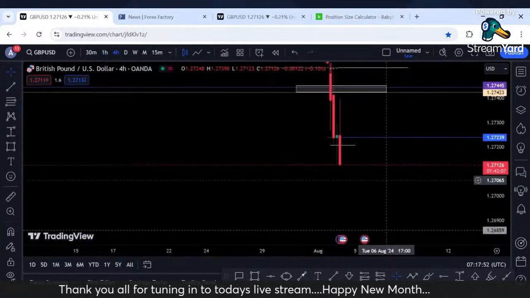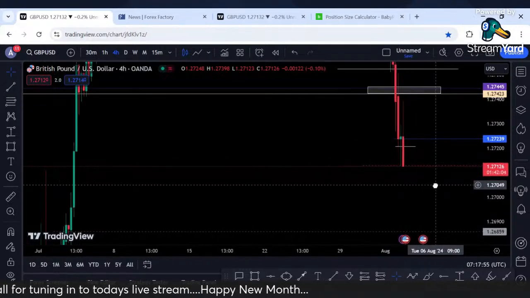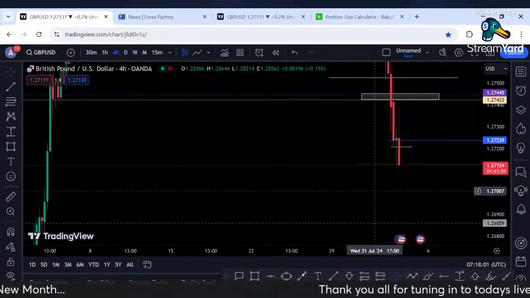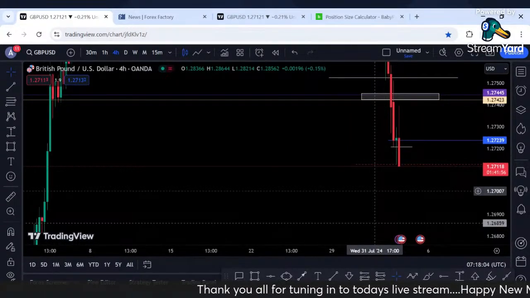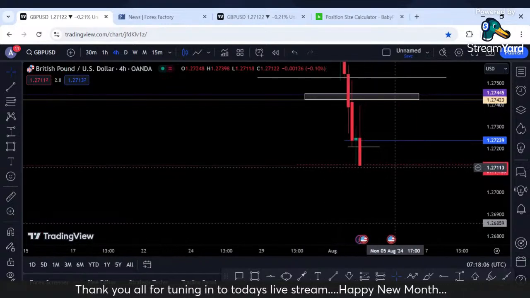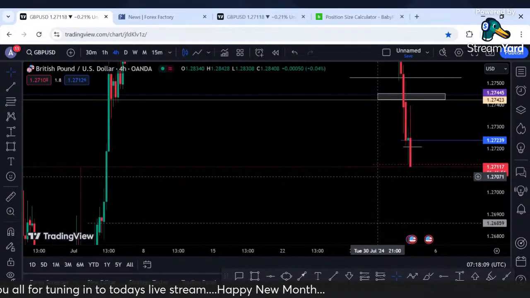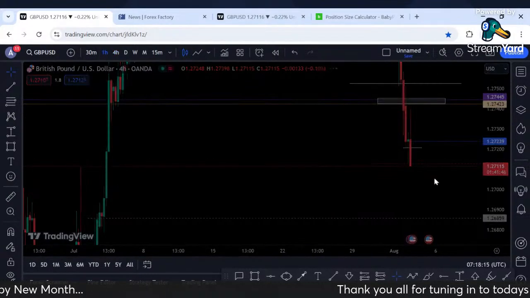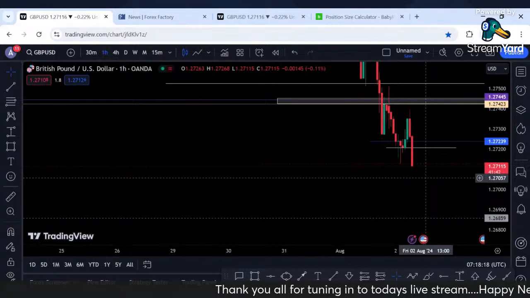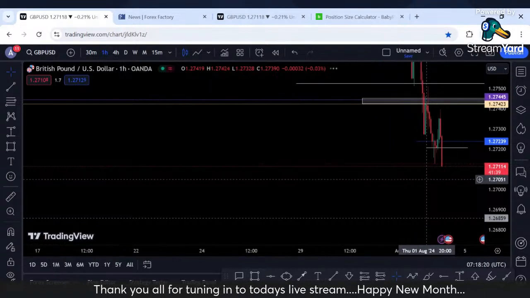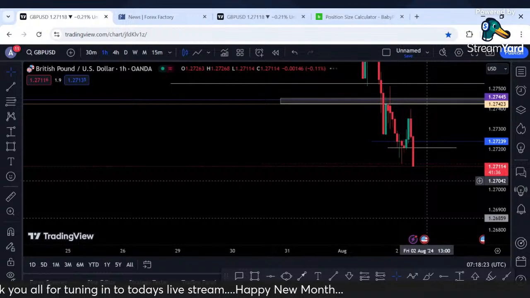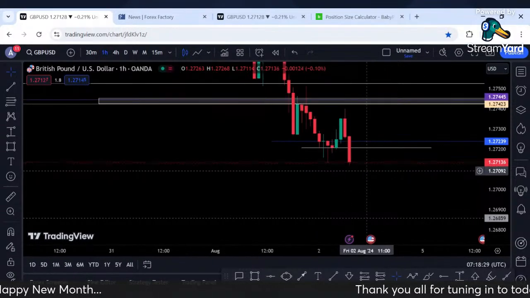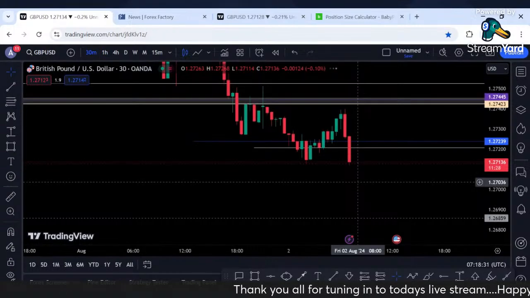I'm contemplating on either the break of this dip. That's going to be too high, too low. It has already moved. That's going to be too low. Price has already moved too high, so I have to wait for it to settle down.